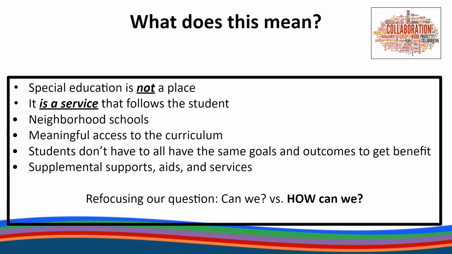That students should receive services in their neighborhood schools, that all students require meaningful access to the curriculum, that students don't have to have all of the same goals and outcomes to get benefit, and that supplemental supports, aids, and services are required to effectively achieve inclusive education. And so this forms the foundation of how we can refocus our question from can we include to how can we include, and how will we include all of our students in our classrooms.